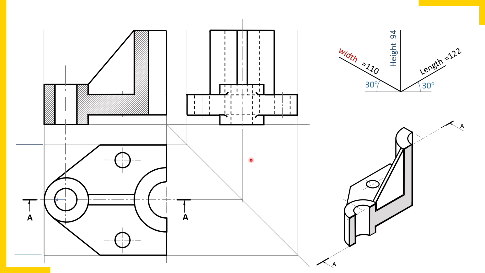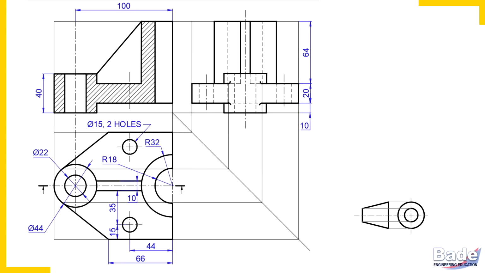But really speaking, it is not either or. Listen. Show the cutting line in that view in which less number of hidden details are. And that is why we should prefer cutting line in the top view. So this is the cutting line in the top view. And this is the complete drawing.